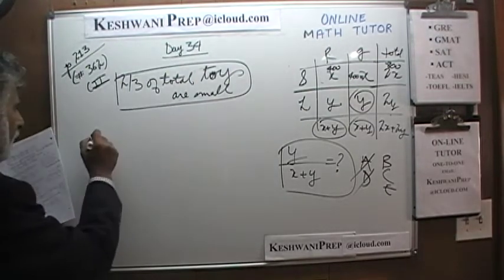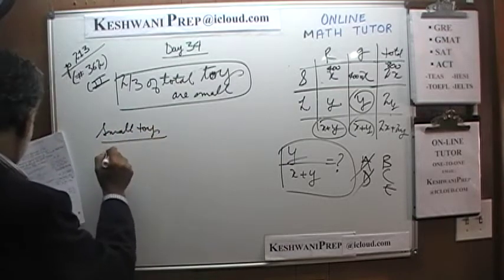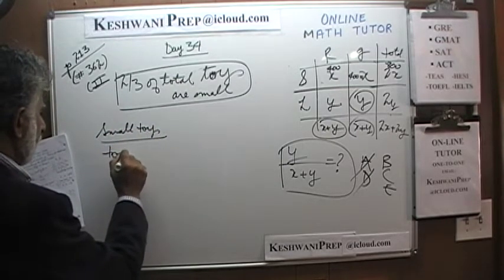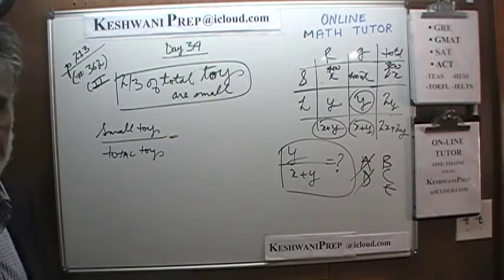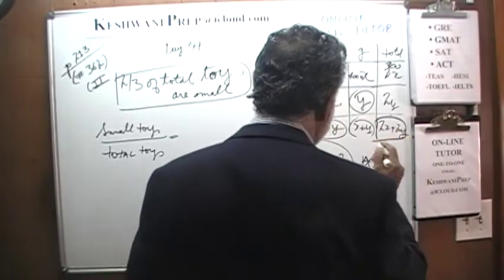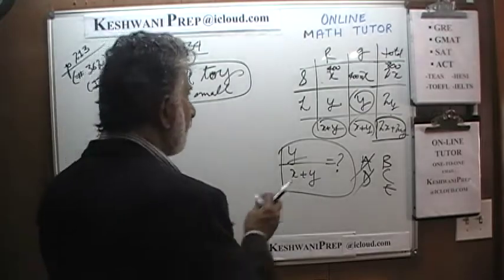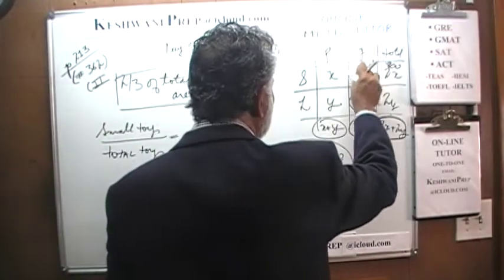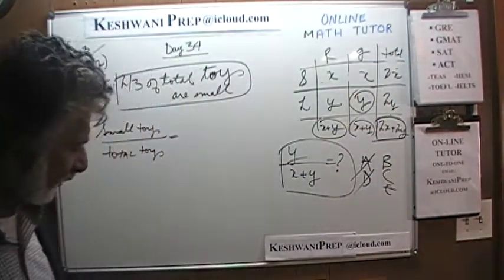So here's the small toys, and here's the total toys. And total toys means exactly what it says, total toys as in this quantity. Now at this point, since we are working with the second statement, it would be wise to erase this part. It no longer exists. We don't have this information. That was from the first statement.